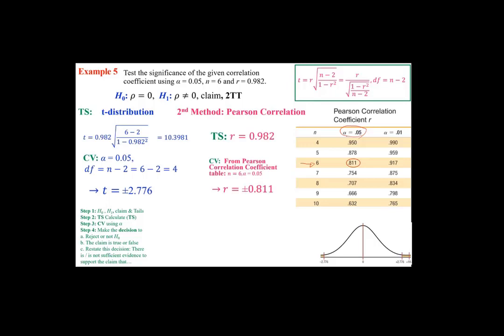Look at the second method. The numbers we got as critical values are 0.811 and negative 0.811. Test statistic is 0.982. It's way into the rejection region. Rejection region, everybody. So I hope that's clear.